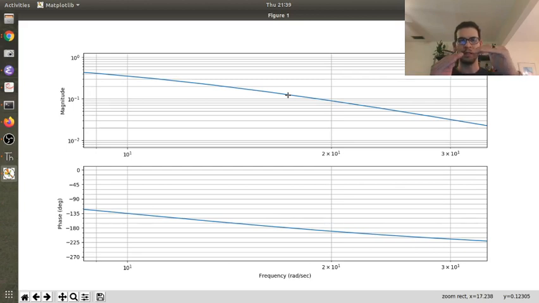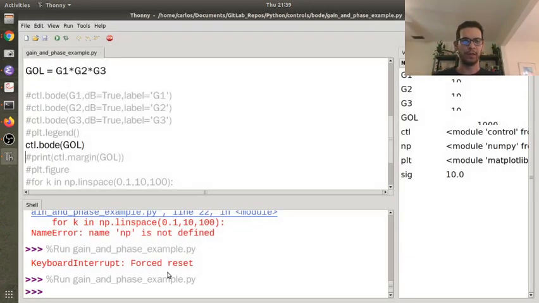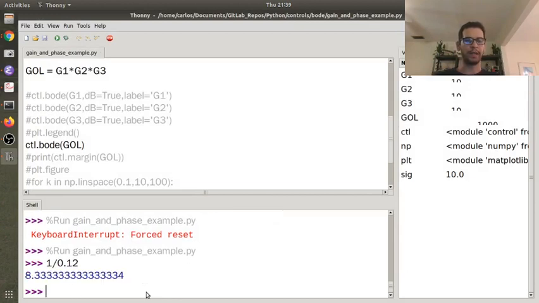my instability is where that graph crosses 1. So I need to figure out how much I can multiply my plot to get to 1. So if I just do 1 divided by 0.12, it looks like a gain of about 8.33 is going to cause my system to go unstable. Now, I don't need to do the guessing game.